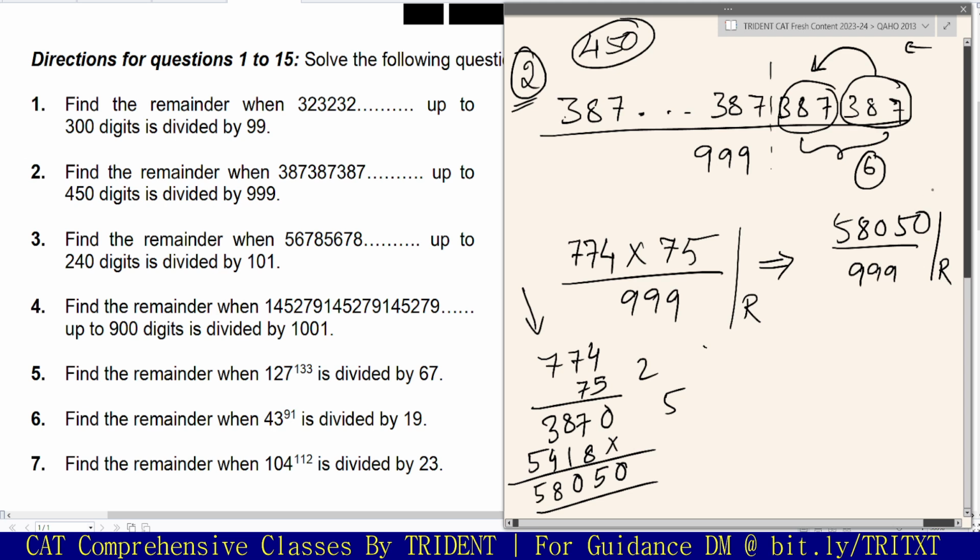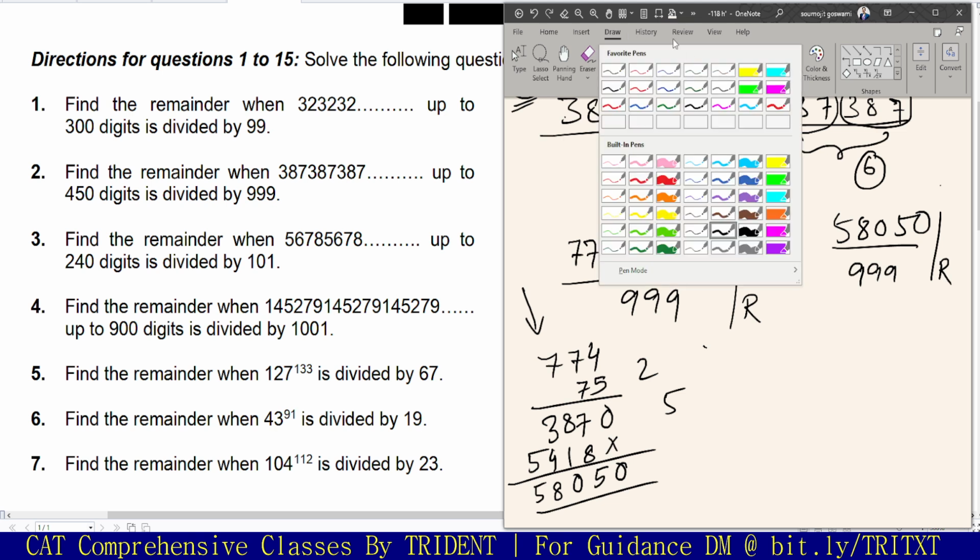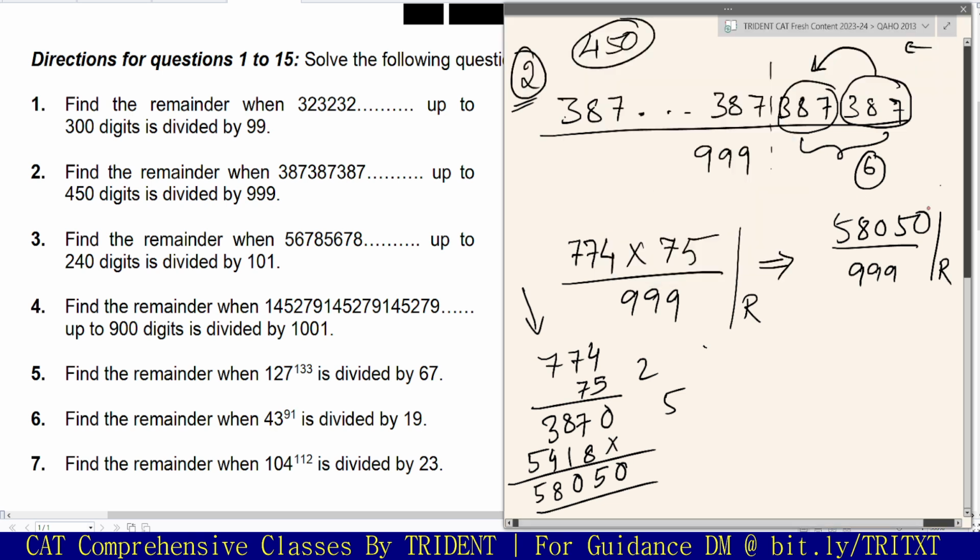Again, this is a big enough number. So what will I do? I'll just again make the 3-digit block. So this is 58 plus 50, that is 108, divided by 999. Now just see, I have been employing the same technique, and again my dear friends, 108 is less than the divisor 999, so the answer to this question happens to be 108.